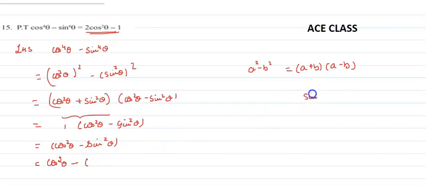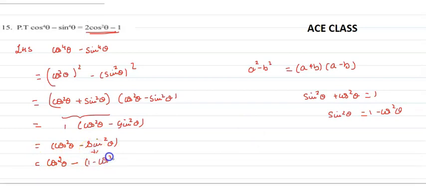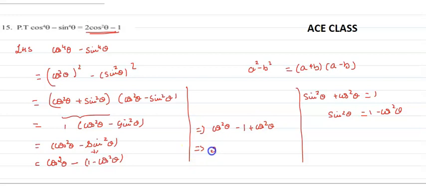From the basic identity, sin square theta plus cos square theta is equal to 1. From here I can write sin square theta as 1 minus cos square theta. So now this sin square will be 1 minus cos square theta. I'm just continuing here. So this is cos square theta minus 1, minus of minus will be plus cos square theta. Cos square theta plus cos square theta is 2 cos square theta minus 1. Understood?